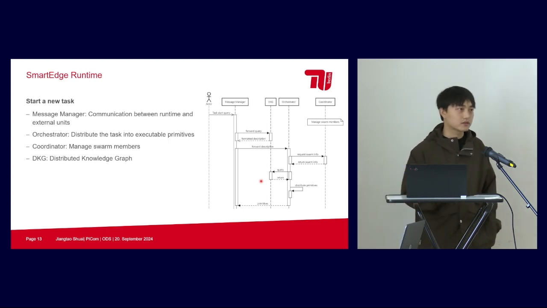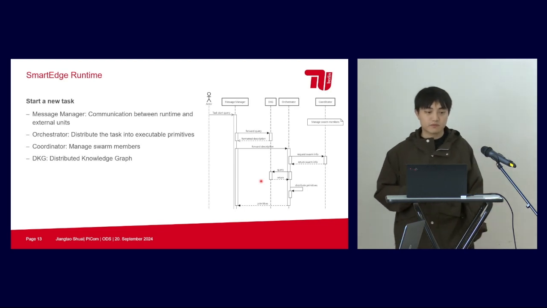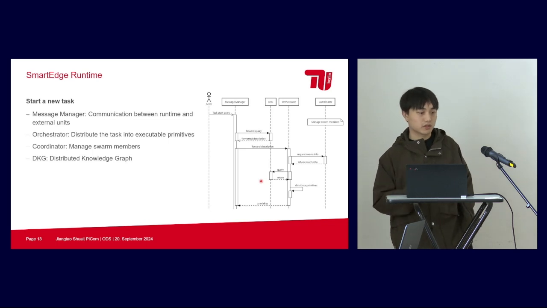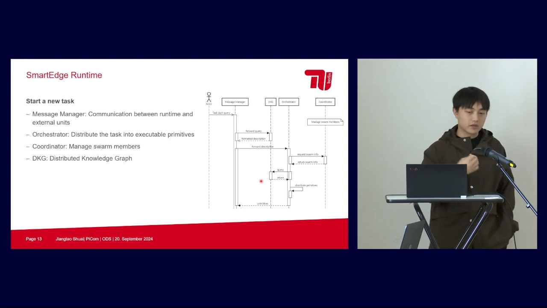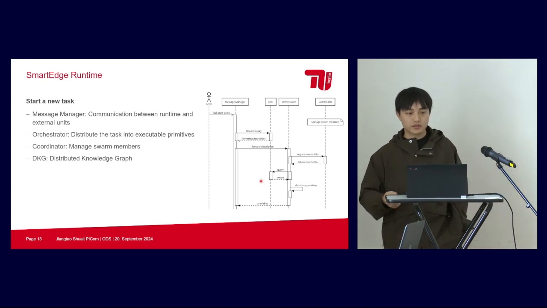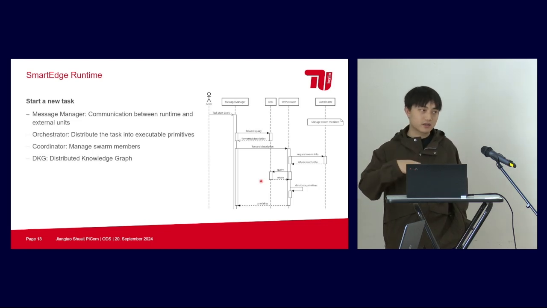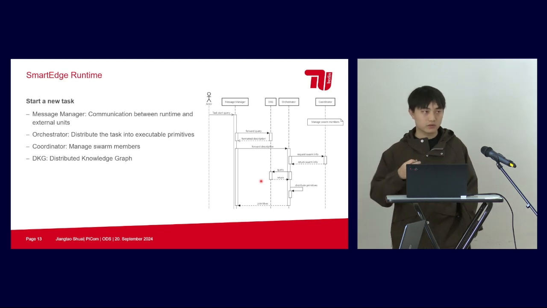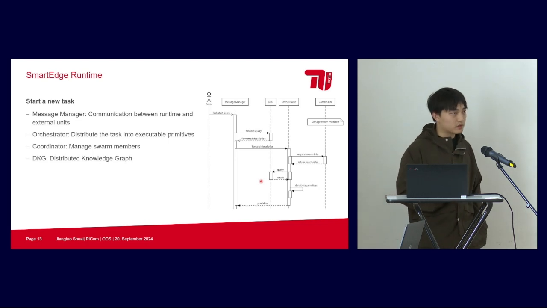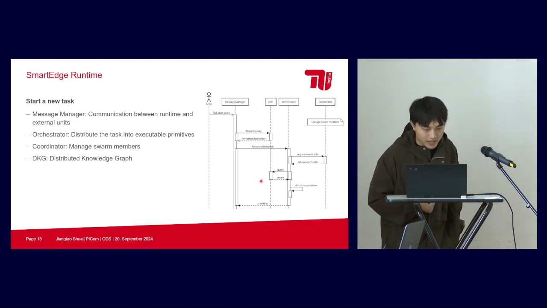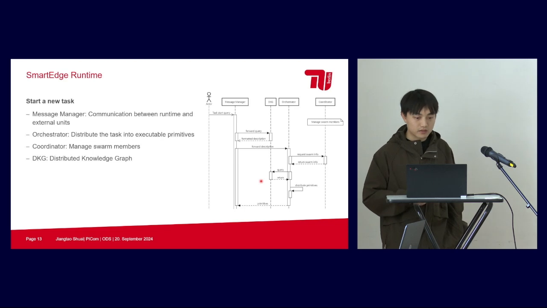Then you also have the coordinator. As we said, this is about swarm intelligence. You have many different swarm members, and the coordinator will handle the information about them. It will know, okay, a new device is added to the swarm, usable for some specific primitive task, or if a device left the swarm, then we need to inform the whole system. Then the DKG is the distributed knowledge graph, which gets the necessary information to execute the primitive or maintain the runtime.